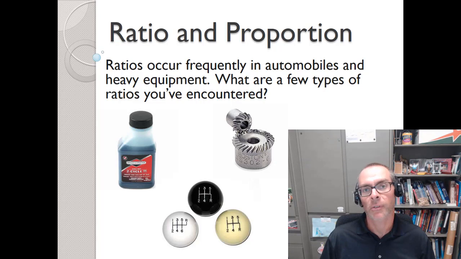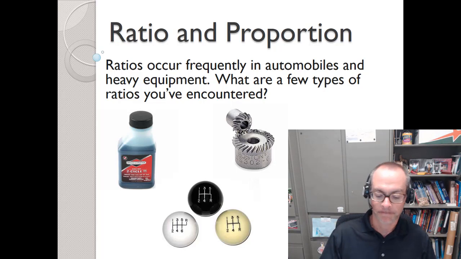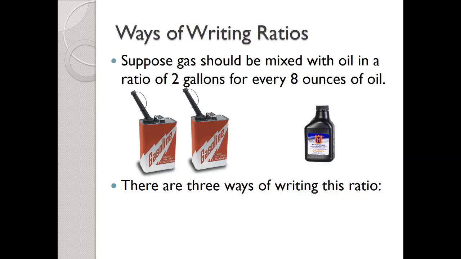By the time you're done with this lesson, you're going to be able to write ratios in all the different ways that are equivalent, and you'll be able to express ratios in lowest terms and as unit rates. So let's get started. First of all, there's three different ways to write ratios, and the example I'm going to use so we have something to work with is that two-cycle oil and gas ratio. Most engines require that you mix about 2 gallons of gasoline for every 8 ounces of two-cycle oil, and that depends on the type of oil, but that's a pretty common ratio.